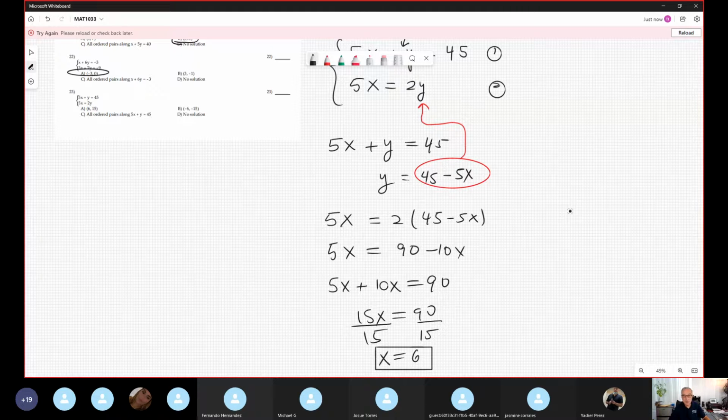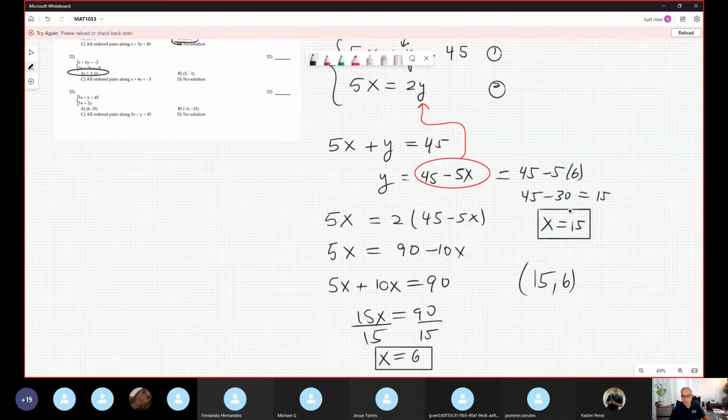x is 6, plugging in here. 45 minus 5 times 6 is 30. 45 minus 30 is 15. So y is equal to 15. x is equal to 6, and the solution is 15, 6. 15, 6, option A again. No. Wait, sorry, this is y. I make a mistake again.